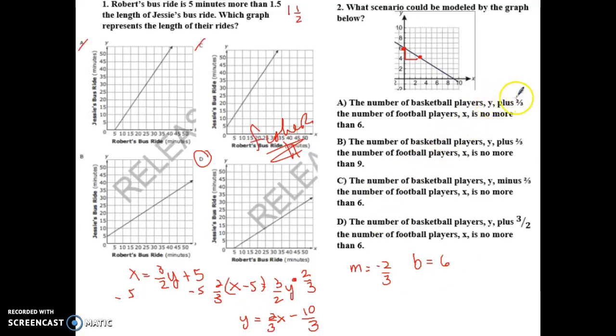So if all of these are y plus, y minus, y minus. So if we write this, we get y equals negative 2/3 x plus 6. But y'all, all of them are y plus. So, and y minus. This is not y minus, this is y equals. So in order to get this in the form of what they have, we need to add 2/3 x to both sides. So we know the y minuses are wrong. Wrong, wrong. So it's y plus 2/3 x is equal to 6. All right, the number of basketball players y plus 2/3 the number of football players x is more than, well, that ain't even 6. All right, here we go.